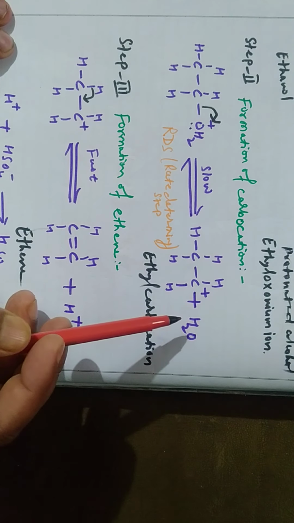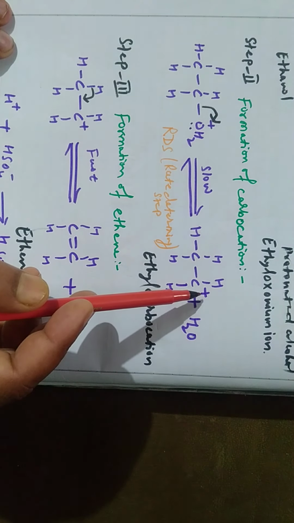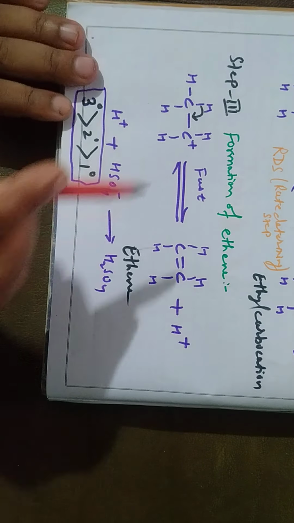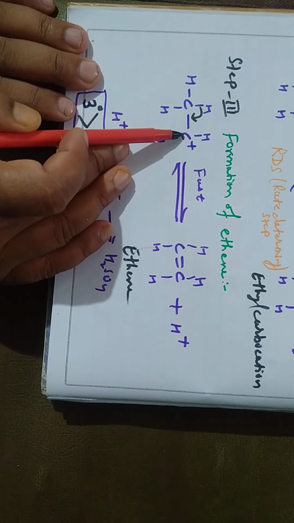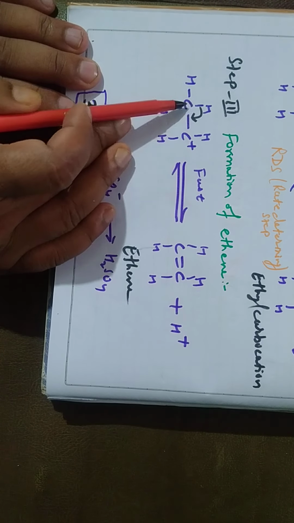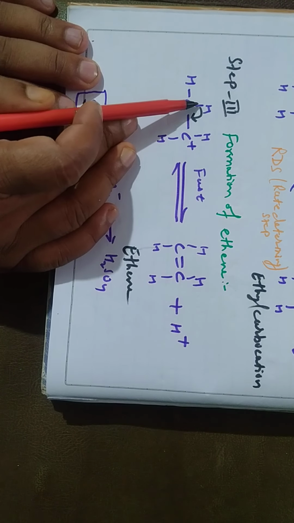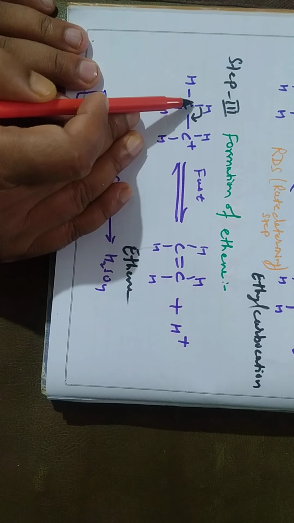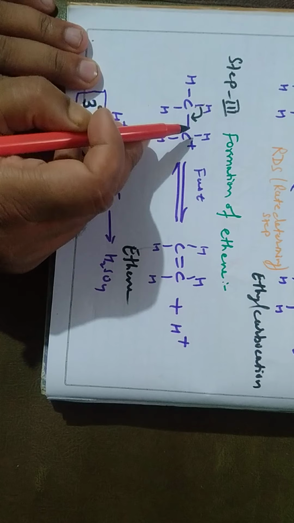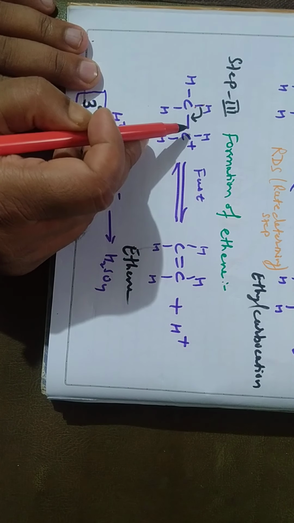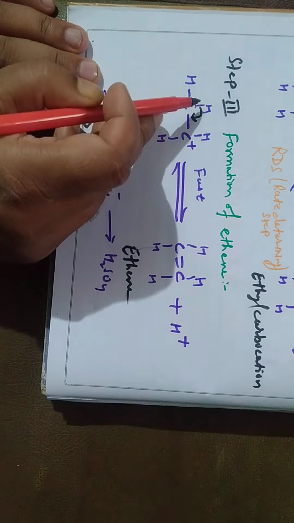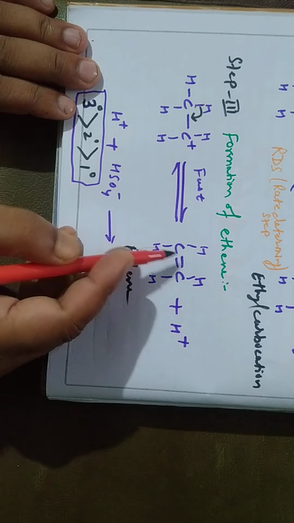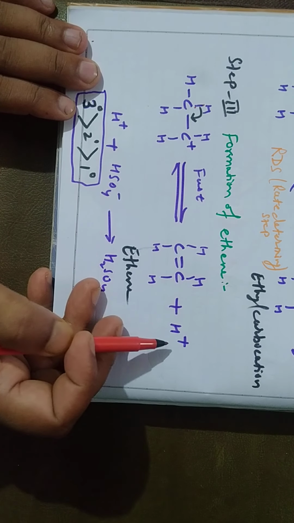Now as you know, carbon is positively charged. So in step 3, the adjacent carbon which bears a hydrogen atom also, this hydrogen leaves and these 2 electrons are used to make a bond between carbon and carbon atom. As a result, H+ ion leaves and alkene is formed. So here ethene is formed and H+ ion is removed.